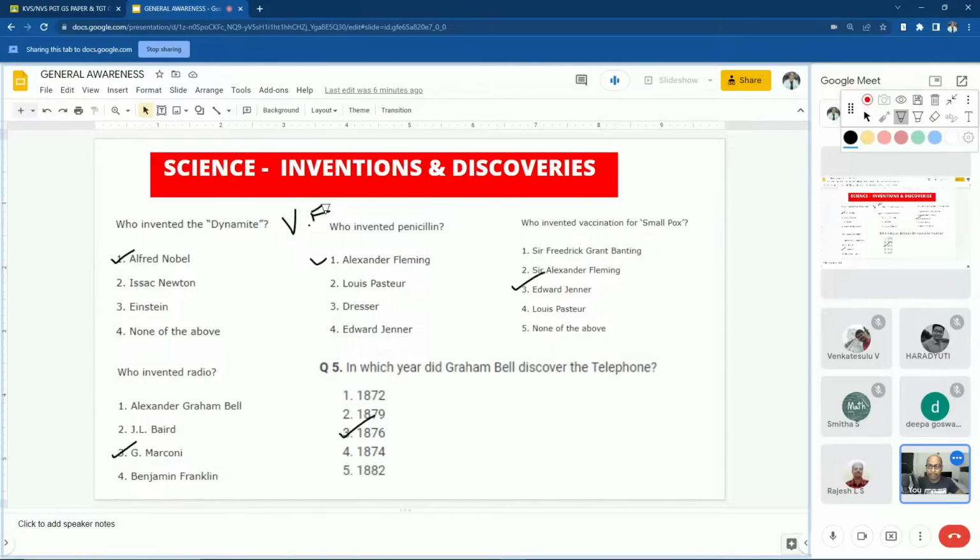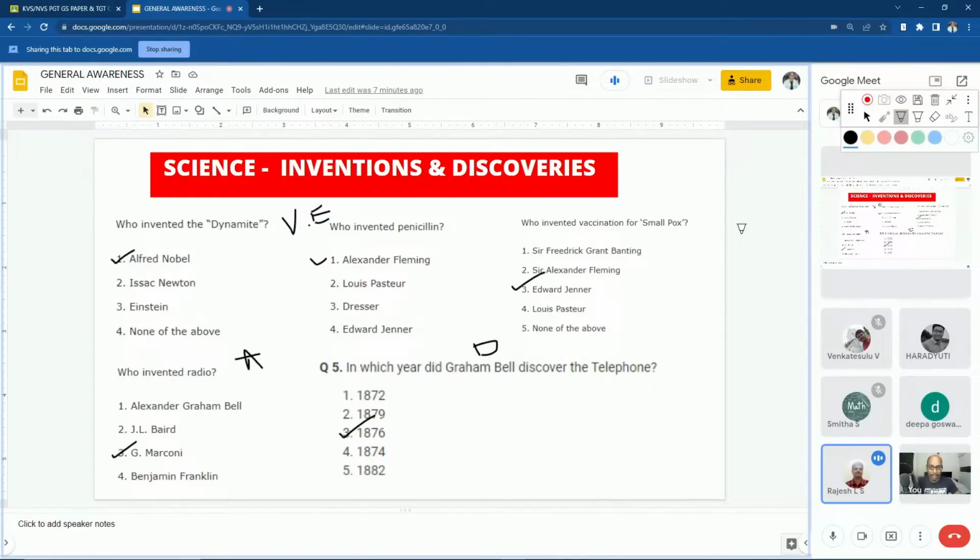Smita ma'am? Smita ma'am, are you there? Yes, sir. The first 2 questions come under the category of very easy questions. The third and 4th questions come under average, whereas the 5th question has a difficult level. Correct? Everybody agree?